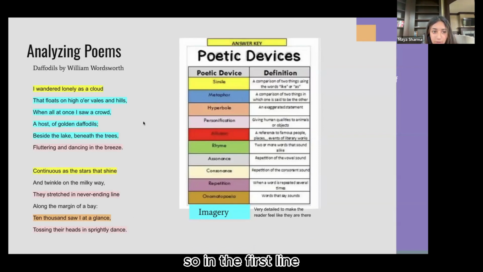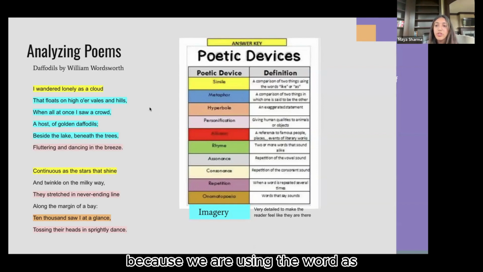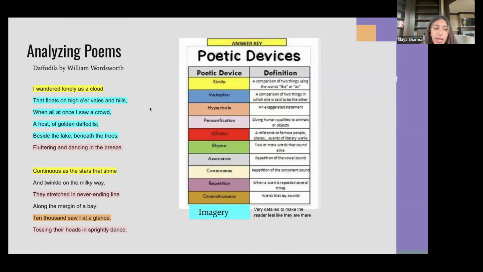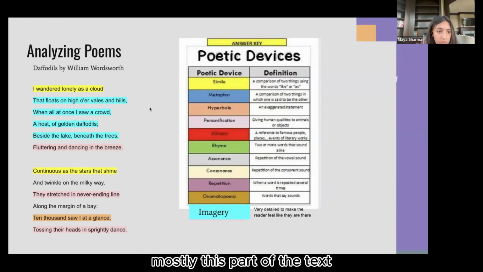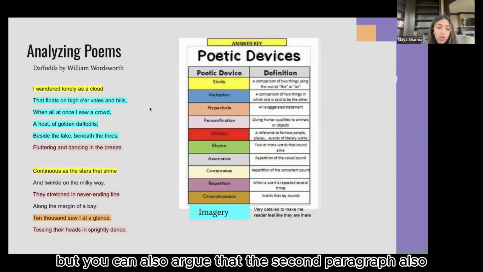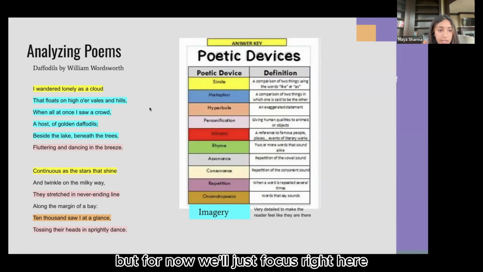So in the first line, I wandered lonely as a cloud is a simile because we are using the word as to compare the poet to a cloud. And then the next part here is considered imagery, mostly this part of the text, but you can also argue that the second paragraph also, because we get a better description of the daffodils as well. But for now, we'll just focus right here.